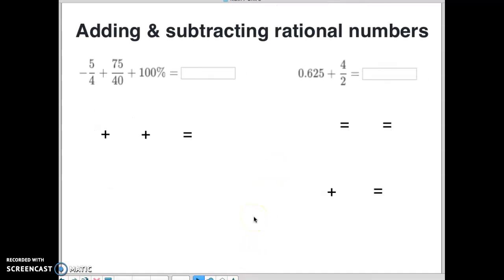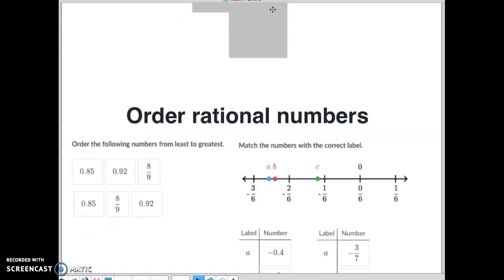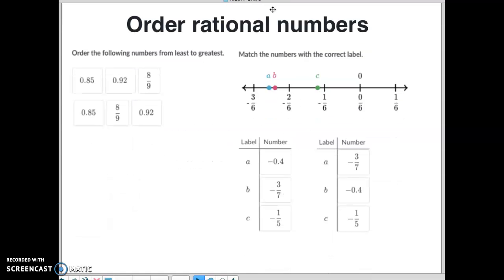Adding and subtracting rational numbers. Looks like we have fractions here. If we're going to add or subtract fractions, we need to have a common denominator. First of all, one thing I didn't explain up here: rational numbers. What is a rational number? I don't think I explained that.